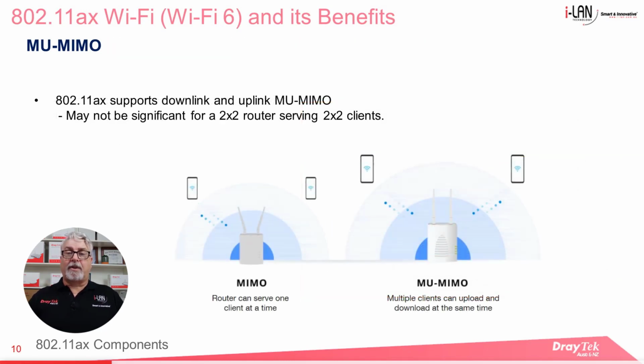Here we have an illustration comparing single-user MIMO to multi-user MIMO. We can see that for single-user MIMO, the wireless router or access point can only service one client at a time, which can slow down communication if there are many clients requiring access. Comparing this to MU-MIMO, we can see multiple clients can upload and download data at the same time, thereby improving communication speeds.